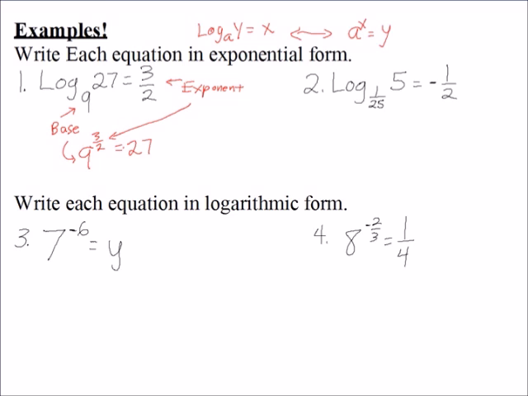Same thing. Here's your base. So this is going to be 1 over 25. Here is your exponent right here. So I'm going to take it and raise it to the power of negative 1/2. And then this is going to be equal to 5.